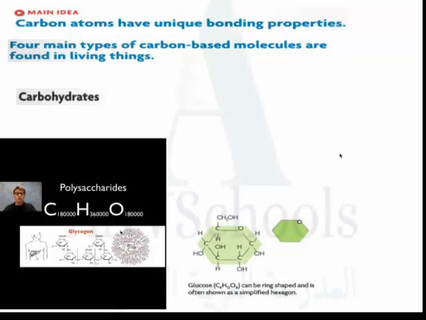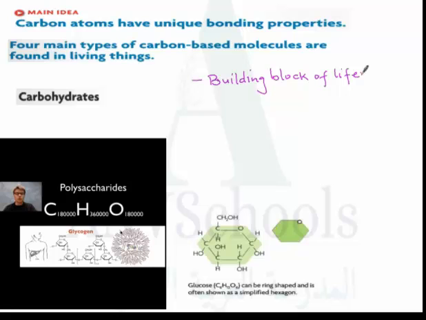In today's session, this is lesson number 3. We will be looking at carbon-based molecules. Previously, we looked at how carbon forms different structures, and we said that carbon is referred to as the building block of life.